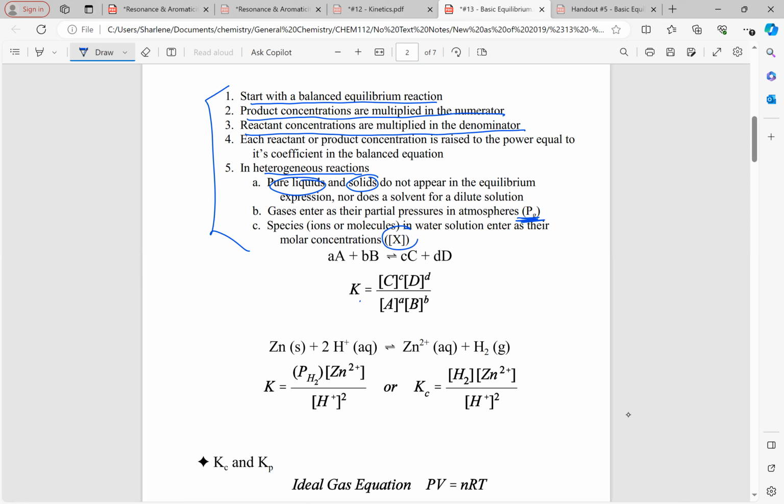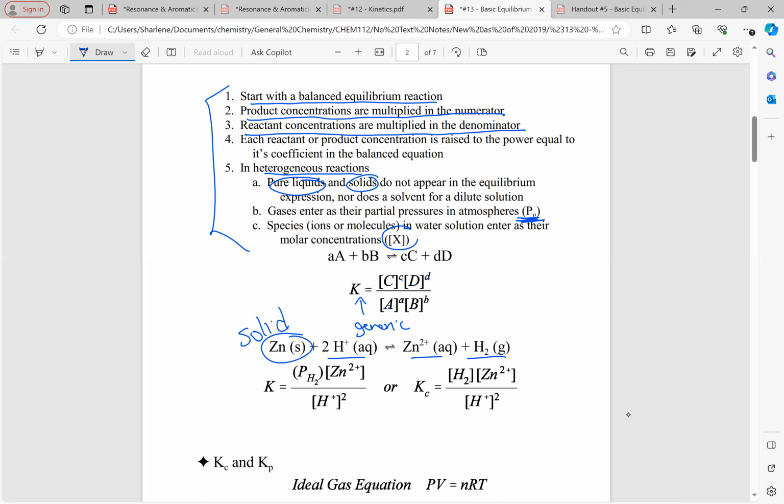All right, so notice this is completely generic. There is no subscript, and it would be C, because C is a product, raised to its coefficient, capital D raised to its coefficient, small d. Okay, A raised to small a, B raised to small b. All right, so zinc reacting with a proton. This happens to be an oxidation and reduction reaction. This is a solid. Oh, back up. You should start with a balanced chemical equation. Always make sure it's balanced. Yes, this one is. All right, the solid is not going to appear, but the other three will.